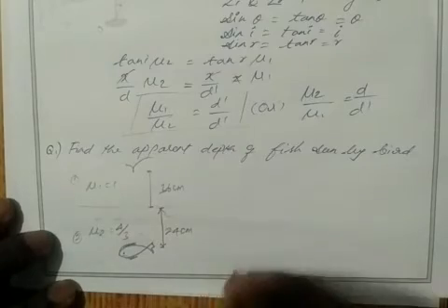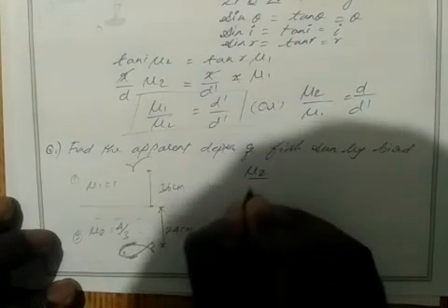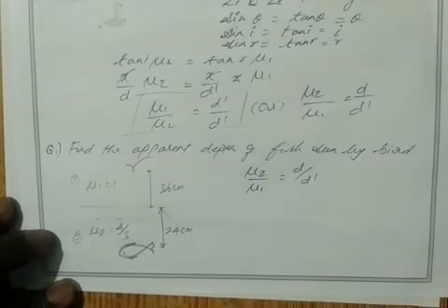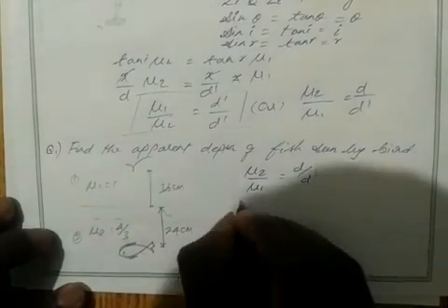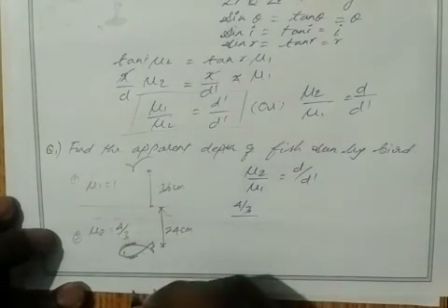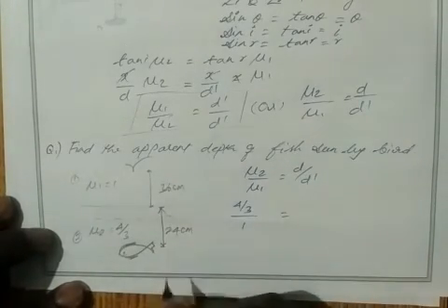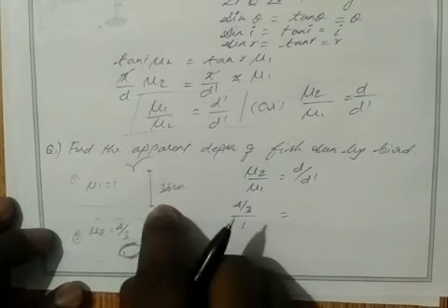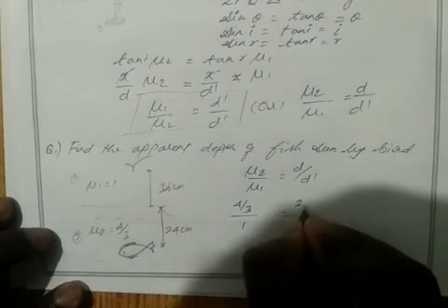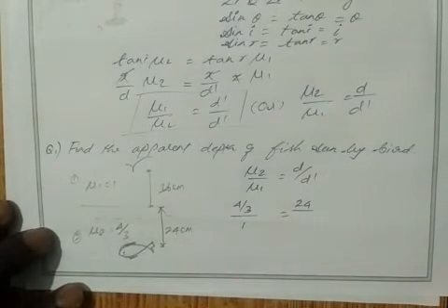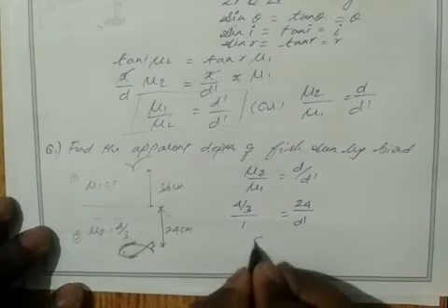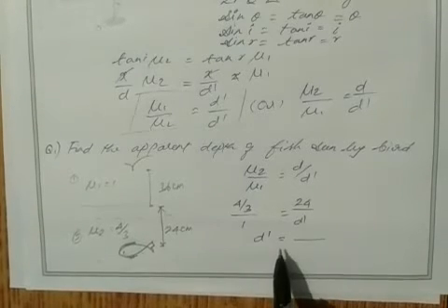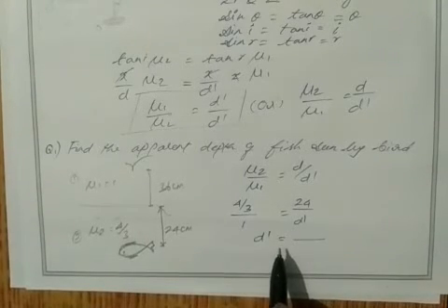What is the formula? We know mu2 by mu1 equals d by d dash. Mu2 is 4/3, mu1 is 1. Then d means the depth of the object from the surface of the water. That is 24 centimeter. Then d dash, we have to find the d dash. So find the value of d dash. Post your answer. But this d dash is from the surface of the water.